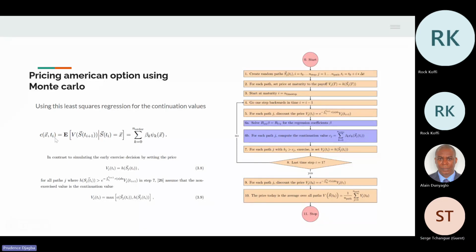The continuation at time t. So at time t, I have the initial stock price at time t, and I already evaluated the cash flow exercise at time t+1. So the continuation is just the expectation of the quantity conditional on the value of the stock price.